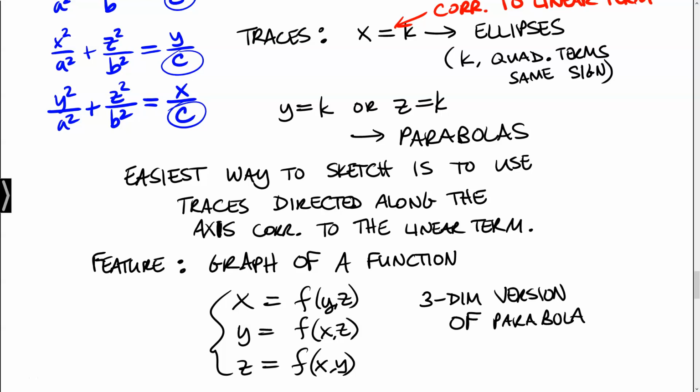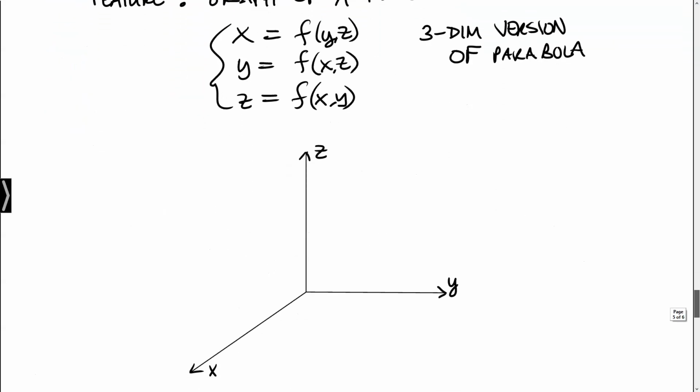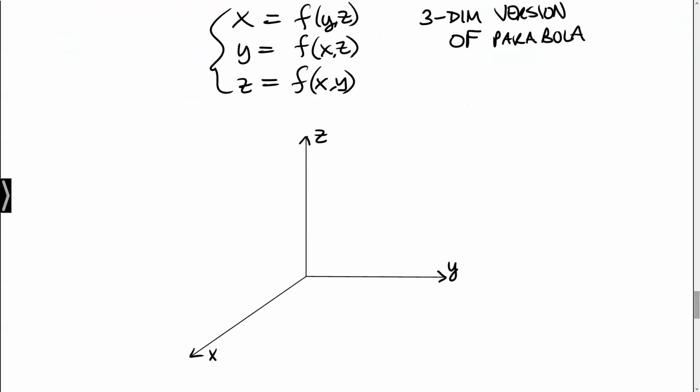All right, so let's see if we can sketch this one. It's not as easy as the ellipsoid. The ellipsoid is the easiest one, but this one may be the second easiest. The last few have been kind of difficult. So let's look here. We had x equals y squared plus 4z squared. All right, so let's just look at this as x as a function of y and z.